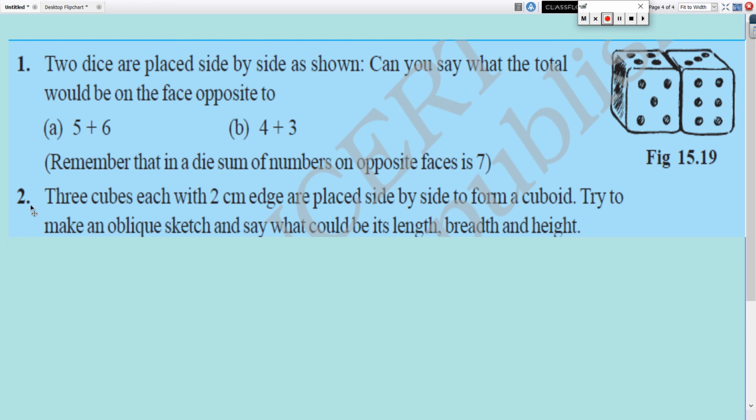The second question is like the last question. Three cubes, each of 2 centimeters, are placed side by side to form a cuboid. In the last question we placed 2 cubes. Here you have 3 cubes. Try to make an oblique sketch and say what could be its length, breadth and height. Draw that figure and find its length, breadth and height. Do it yourself.